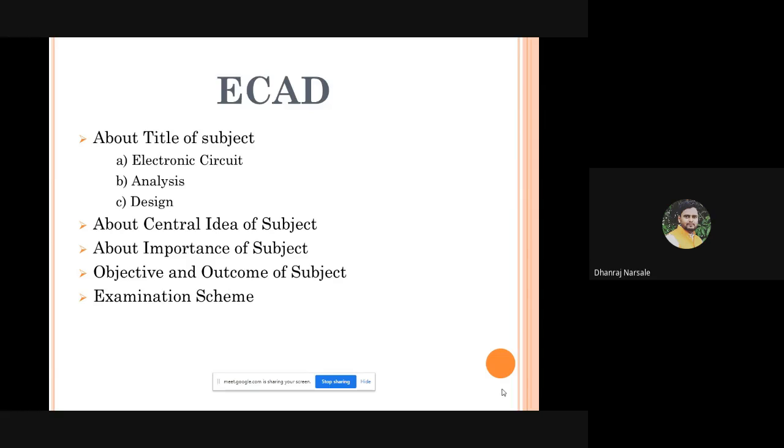Okay. So after that, the third word that comes in the title of the subject is design. What is meant by design? Okay. So in simple language, we can say that design is the plan before an action. Okay. It is a plan before an action.